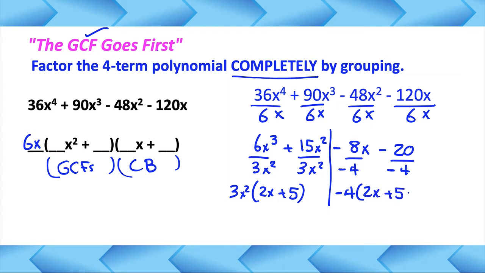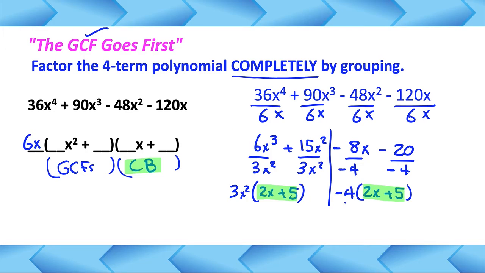So if you ever don't, take a look here. If these things are ever not the same, double check to make sure you're taking out as much as you can, because the only way factor by grouping works is if you have a common binomial. Okay, so this has got to be the same thing. If they are not, either you can't factor or you need to keep going.